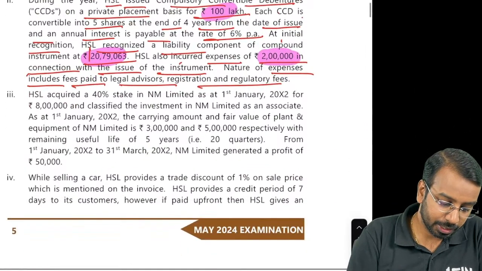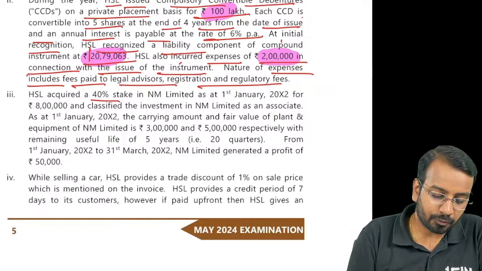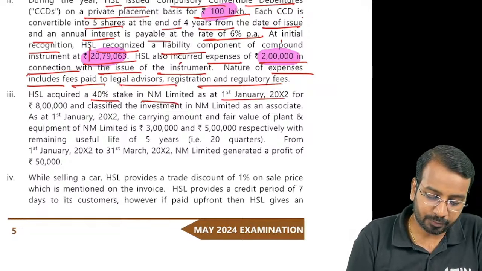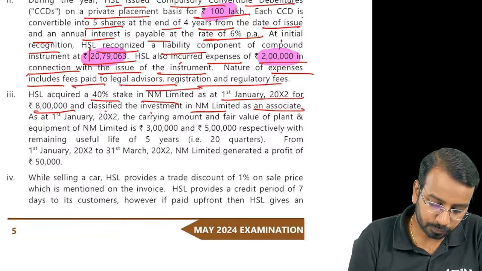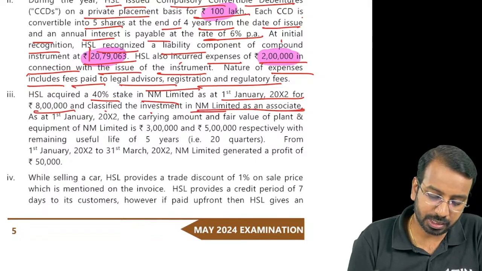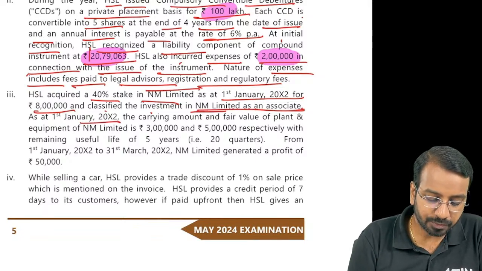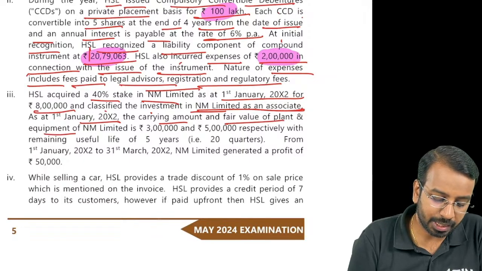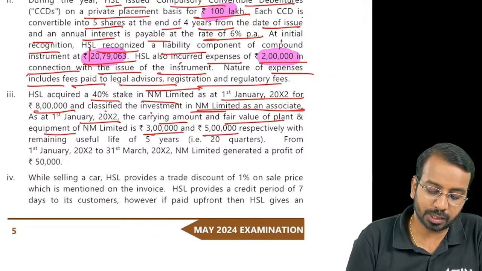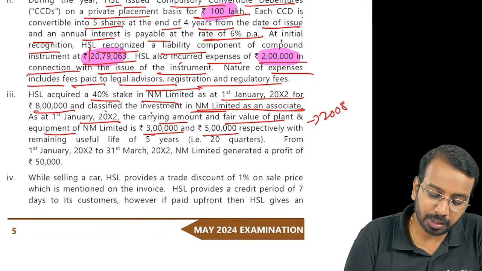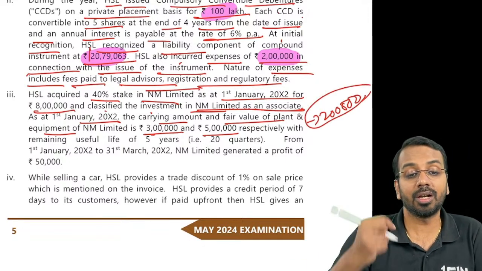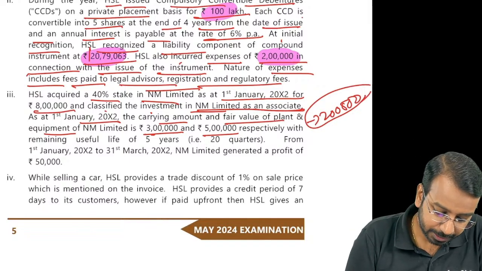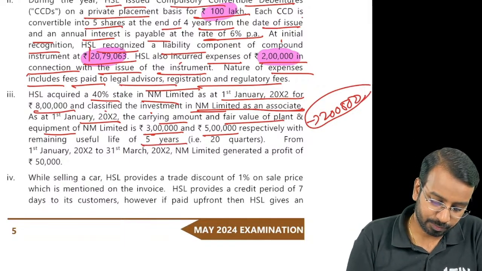Then HSL acquired 40% stake in NM Limited as at 1st of January for 8 lakhs and classified the investment in NM Limited as an associate. So for 40% in NM Limited, which is an associate. Okay. As at 1st of January, carrying amount and fair value of plant and equipment is 3 lakhs and 5 lakhs respectively. Means what? You will do an adjustment of this 2 lakhs fair value difference and subsequently provide additional depreciation. Okay. Remaining useful life is 5 years, that is 20 quarters.